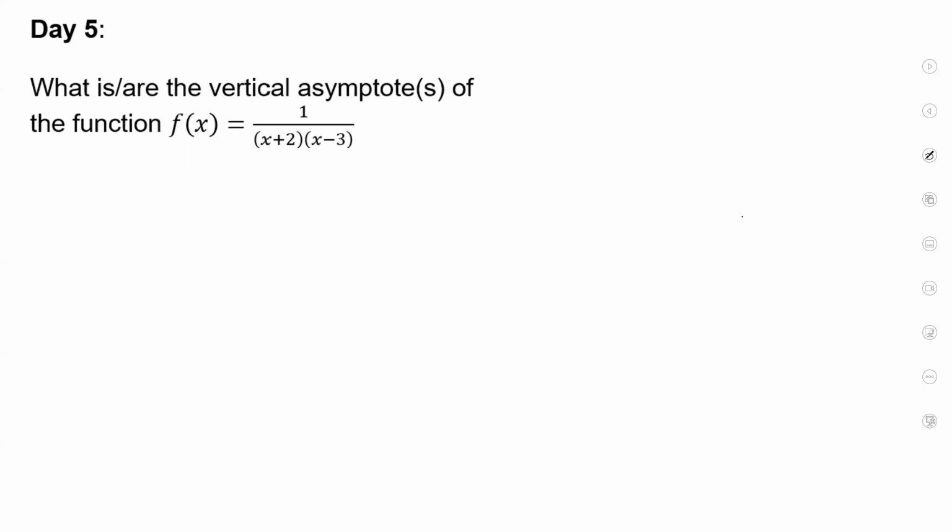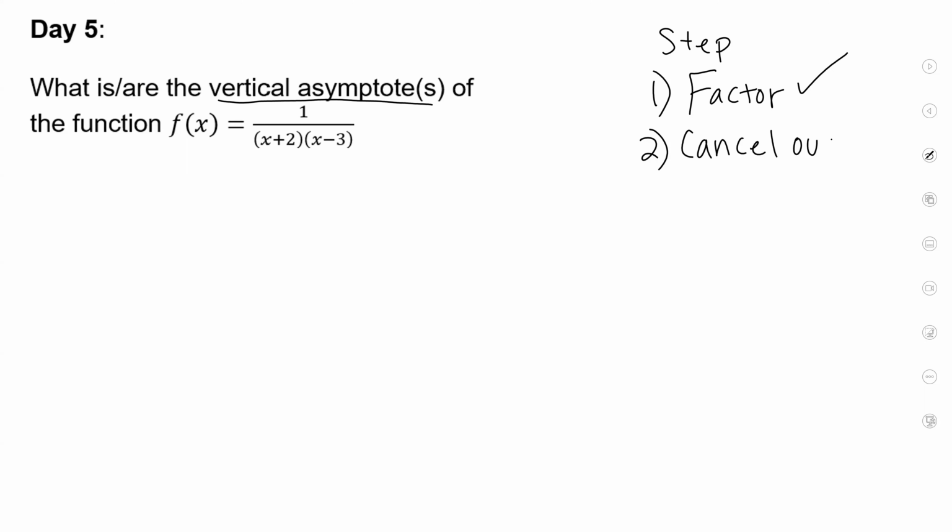Okay, today's warm-up is what we learned yesterday. We learned about vertical asymptotes yesterday. Please look back at your notes. What is step 1 to finding the vertical asymptote? Factor. Is it already factored for you? Yep, that was the hard part. What's step number 2? Cancel. Yep, is there anything to cancel out? No, okay, so that's done. What is step 3?